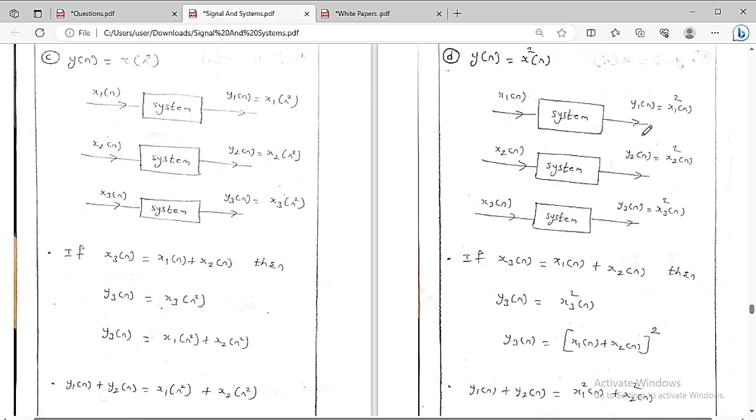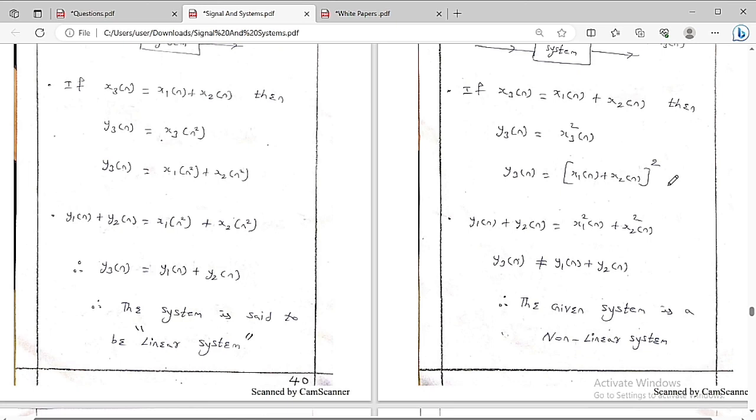And I want to see the summation of the two previous outputs, which is y1 of n plus y2 of n, which is nothing but x1 of n whole square plus x2 of n whole square. As you can see clearly, y3 of n is not equal to y1 of n plus y2 of n. So the given system is a nonlinear system. Even though the input is the summation of the two previous inputs, the output is not the summation of the two previous outputs.